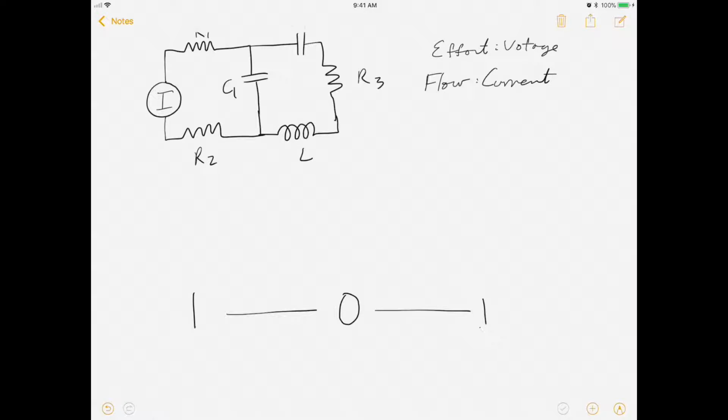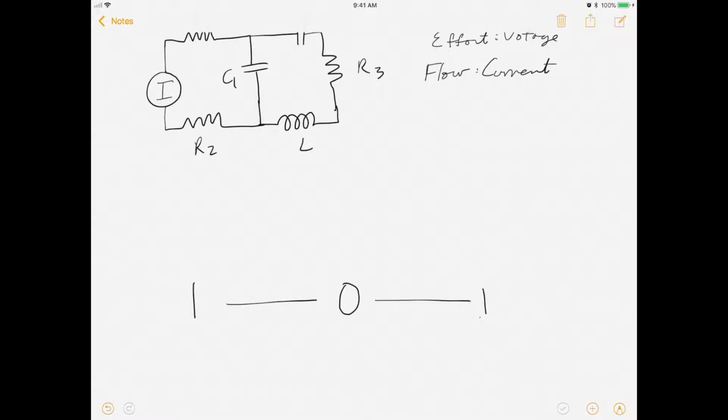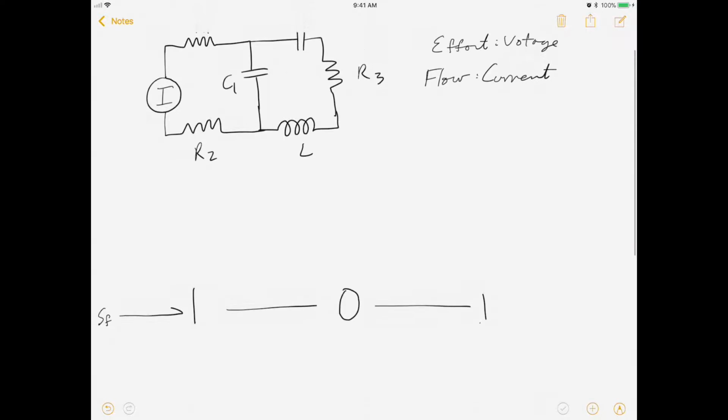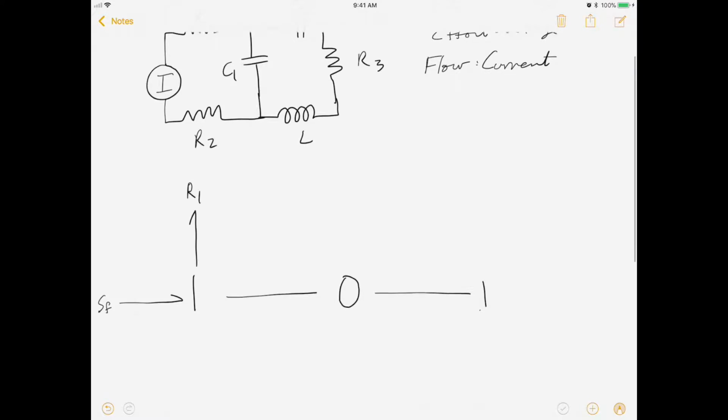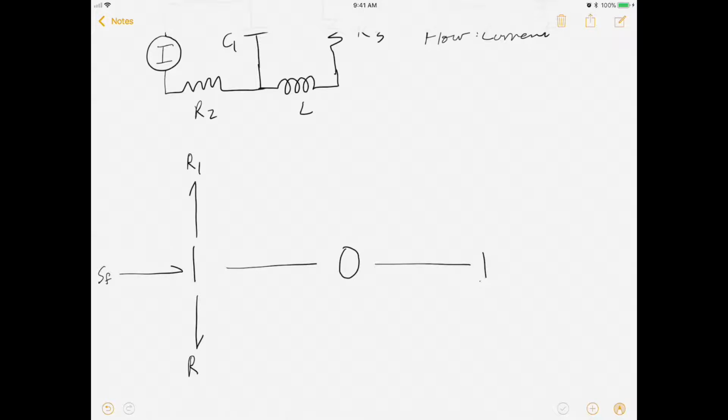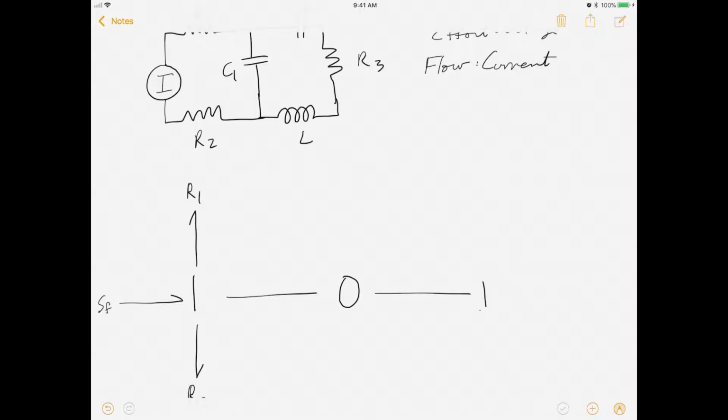Next, I'm going to look at this first junction right here, the one on the left-hand side, and I'm going to say, well, there's a source of flow or current into the system, right? This I right here is a source of flow into the system. Well, then I'll just put an arrow right here. That's going to be the source of flow, right? Next, there are components that are dissipating energy from this junction. The first component that's dissipating energy is these resistors right here, right? R1 and R2. So the arrows are pointing out because they're dissipating energy. They're taking energy away from the junction.